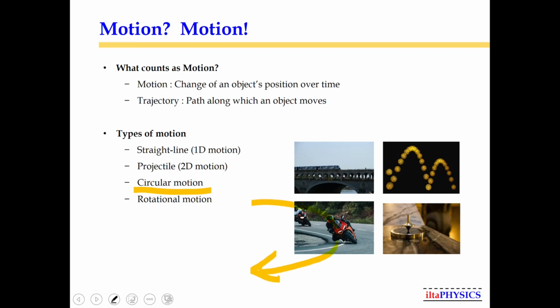The third type is circular motion, where an object moves along a circular path around a central point. You might picture a motorcycle moving around a circular track. The fourth type is rotational motion, where an object spins around itself. Think of a spinning top rotating in place. These are the four types of motion we'll study throughout this semester.